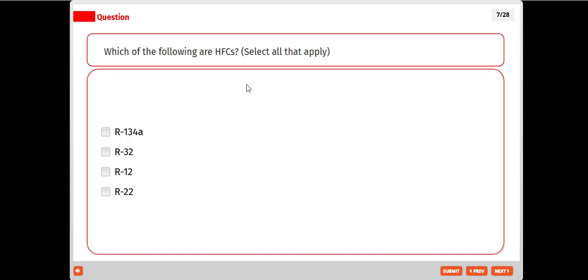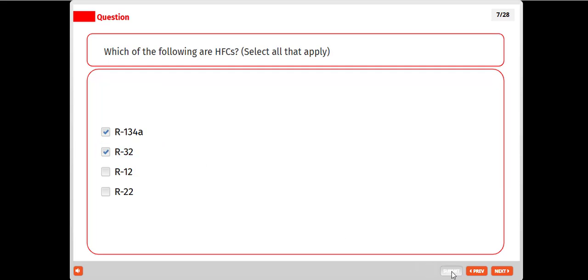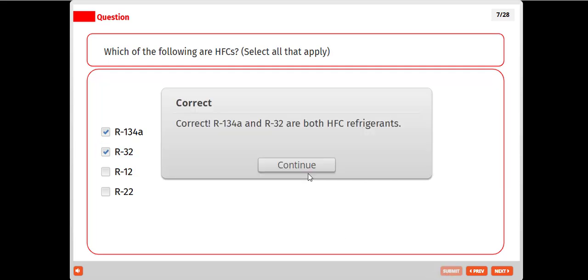Which of the following are HFCs? These are... R134A, and I think... no, also R32. Yeah.